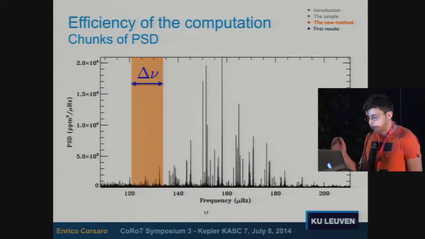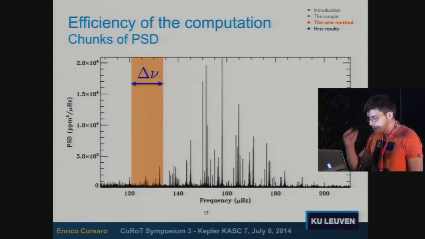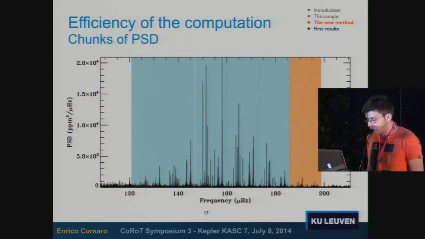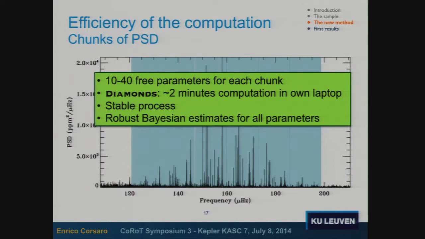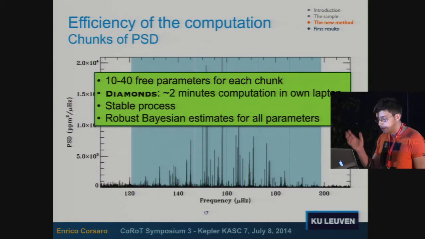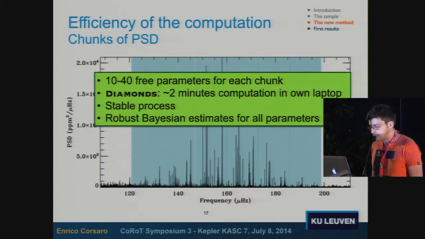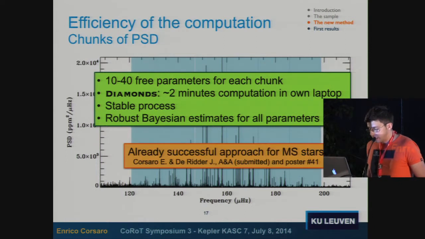So concerning the analysis of the power spectra, how to apply the method. Instead of fitting the entire power spectrum, we divide it into chunks, having a length of nearly the large separation. And so we apply the method iteratively in order to cover the entire range in frequency, covering the Gaussian envelope of the oscillations. In the end, we have between 10 and 43 parameters for each chunk that we fit. And DIAMONDS can do that with 2 minutes computation on a laptop. It's a separate process, and you end up with robust Bayesian estimates for the parameters. And it's already a successful approach for main sequence stars. You can see also in the poster.